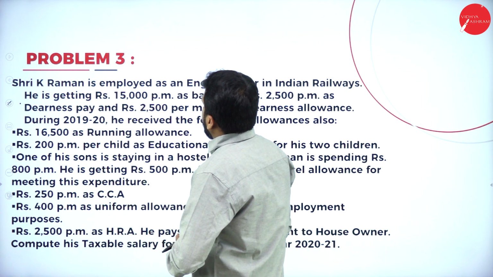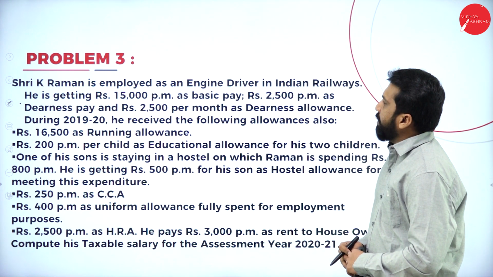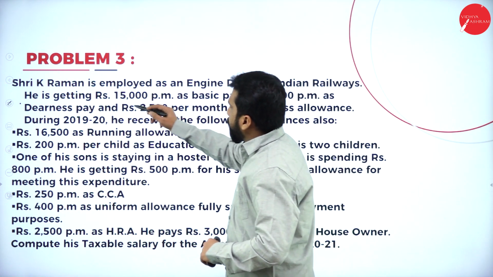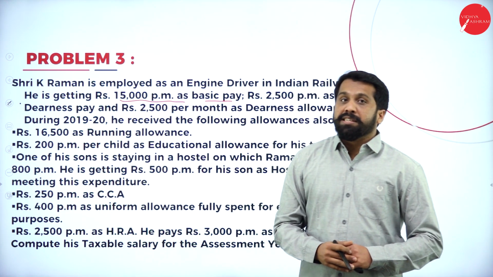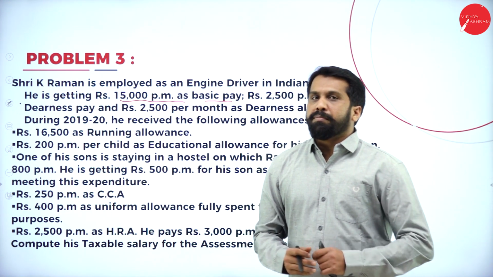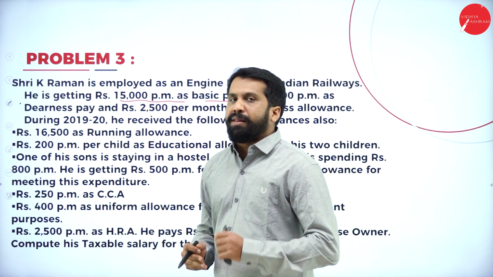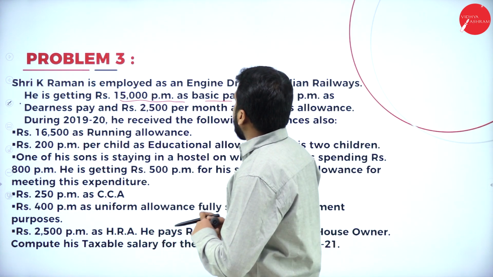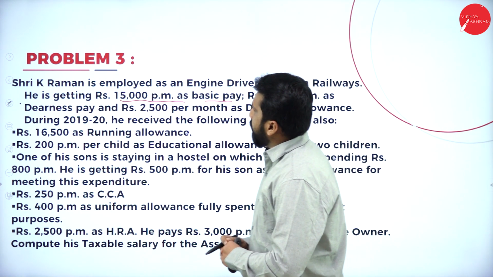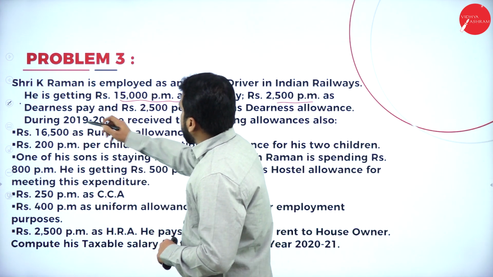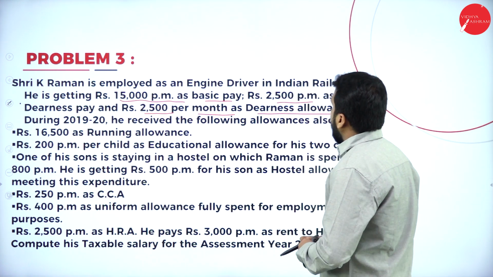Sri K. Raman is employed as an engine driver in Indian Railways. He is getting 15,000 per month as basic pay. What was his basic pay? 15,000 per month. If anything is given per month, we are supposed to multiply it by 12. Then rupees 2,500 per month as DNS pay. Next, and rupees 2,500 per month as DNS allowance.